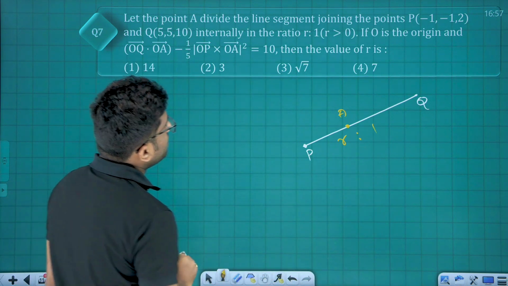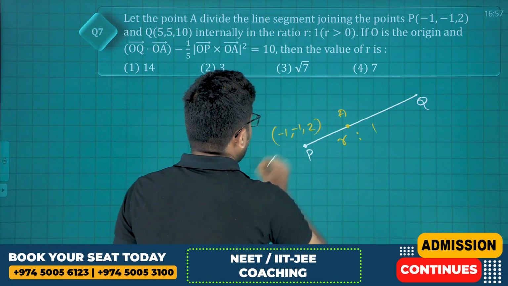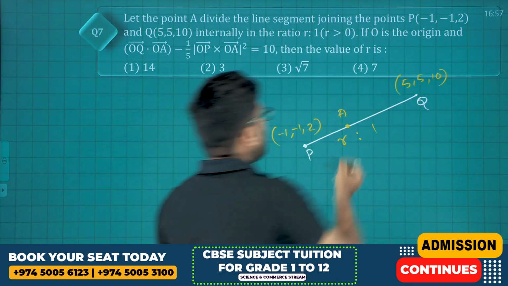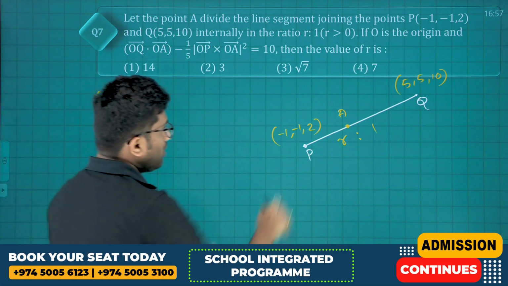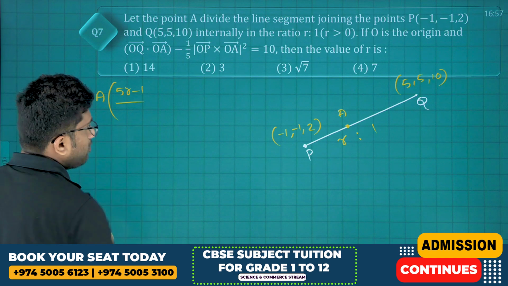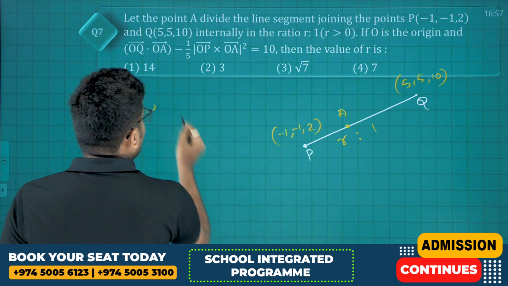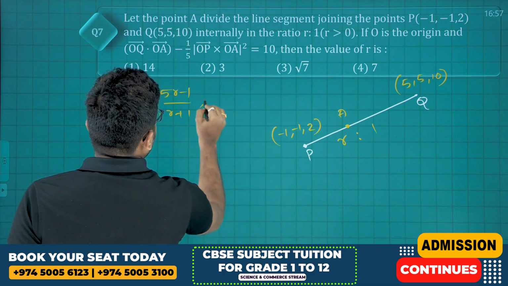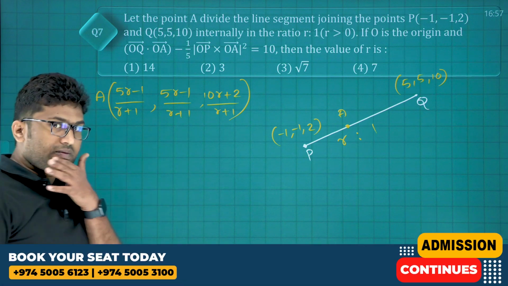Okay. So coordinates of P are -1, -1, comma 2, and coordinates of Q are 5, 5, 10. So what will be the coordinates of A in internal division? Coordinates of A will be (5r minus 1) divided by r plus 1, again (5r minus 1) divided by r plus 1, (10r plus 2) divided by r plus 1. So this is the coordinates of A.